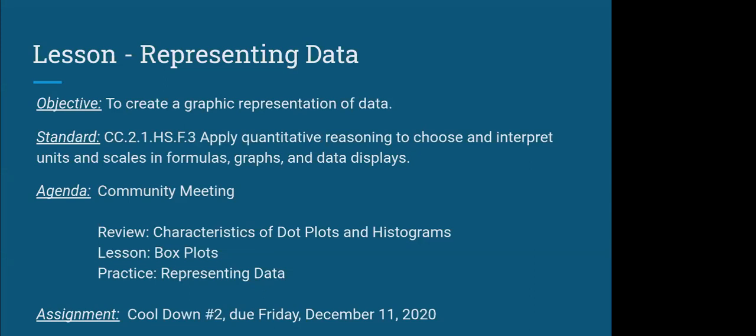And then your assignment by next Friday, cool down two will be due, but again, I am just introducing it today. We will talk a little more next week so that you will have what you need to have the cool down done by Friday. Okay, so let's do it.